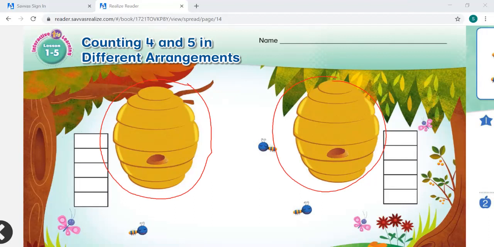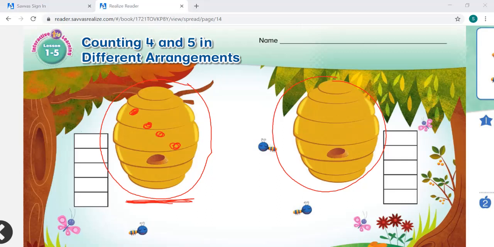So let's look at this beehive right here. It's hanging from a tree. I'm going to put 4 counters in this beehive. They're going to represent the 4 bees that are in the hive. 1, 2, 3, and 4.